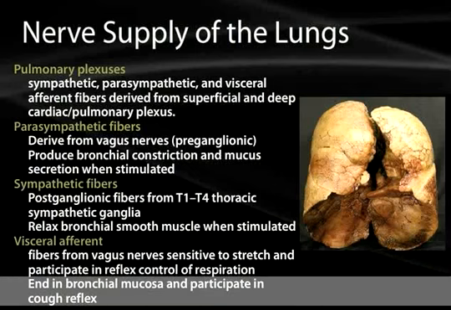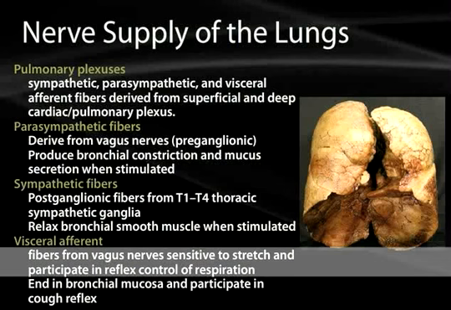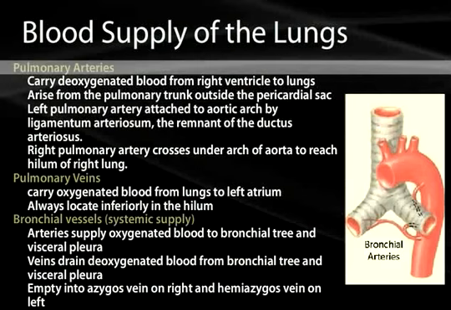The visceral afferent system is going to be important because it's bringing back sensations from the bronchial mucosa, and that will help it participate in the cough reflex. The fibers from the vagus are where they're going to be carrying that back in reflex control of respiration.